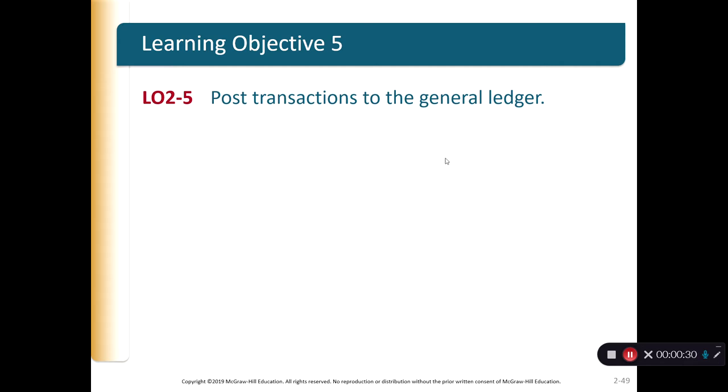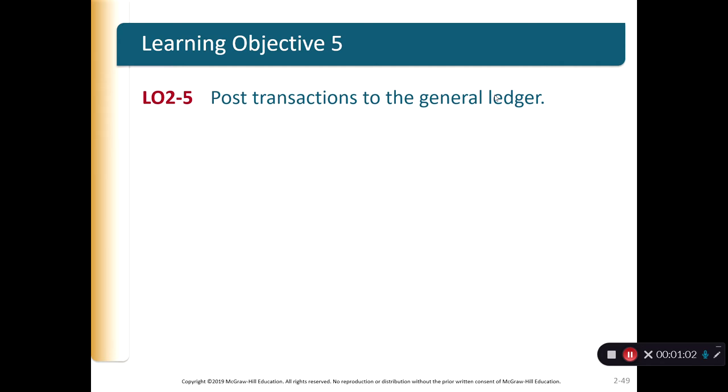So let's keep going. Learning objective 5 is about learning how to post journal entries to something called a general ledger. General ledger, it sounds cool. What is a general ledger? Ledger just means account, something summarized. A general ledger means every account has its own summarization form. That's it: the aggregation of each account by itself.